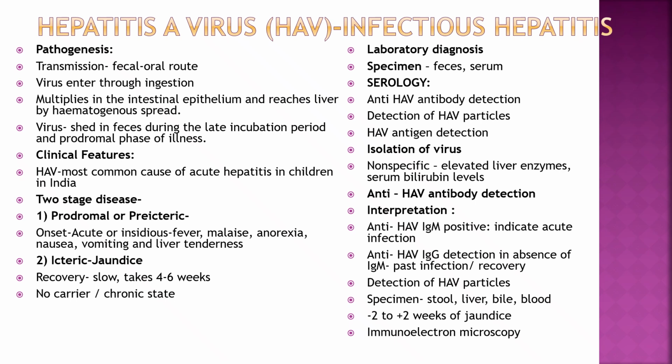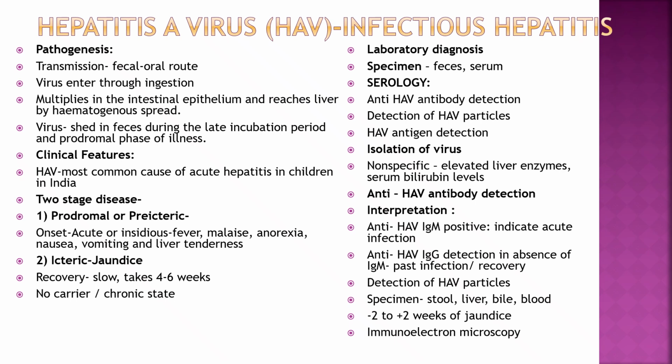Hepatitis A virus, infectious hepatitis, transmission fecal-oral route. The virus enters through ingestion, multiplies in the intestinal epithelium and reaches the liver by hematogenous spread. Virus is shed in feces during the late incubation period and prodromal phase of illness. Clinical features: HAV is the most common cause of acute hepatitis in children in India. Two-stage disease: prodromal or pre-icteric phase, onset acute or insidious, fever, malaise, anorexia, nausea, vomiting, and liver tenderness. Icteric or jaundice phase, recovery slow, takes 4 to 6 weeks, no carrier or chronic state.